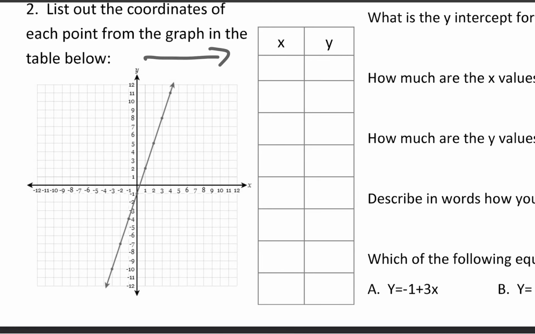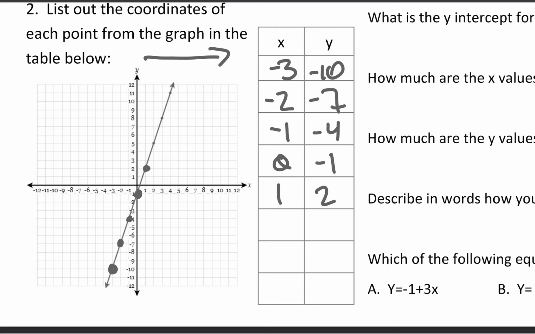Again, you want to go from left to right. So my leftmost point is here, and that's -3, -10. Then we have -2, -7. Then we have -1, -4. Then we have 0, -1. Then we have 1, 2. Then we have 2, 5. Then we have 3, 8. And then we have 4, 11.